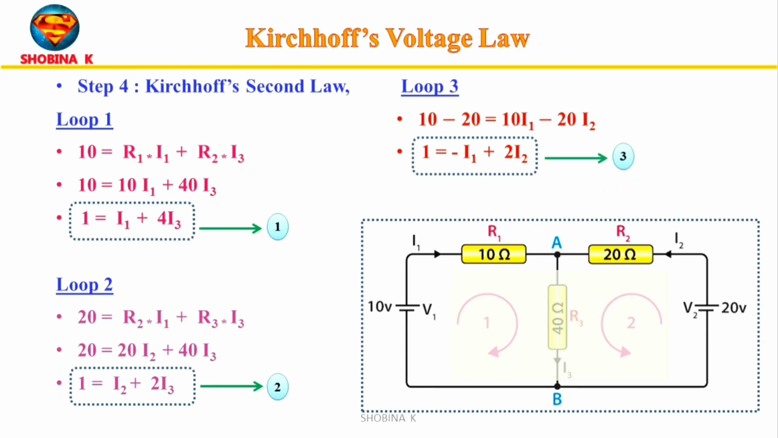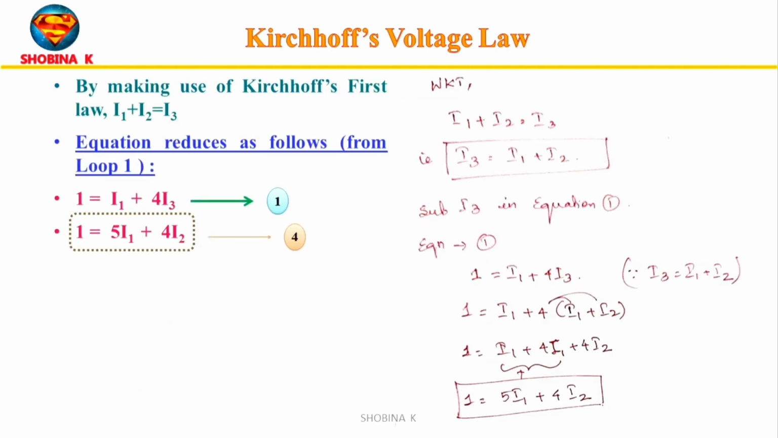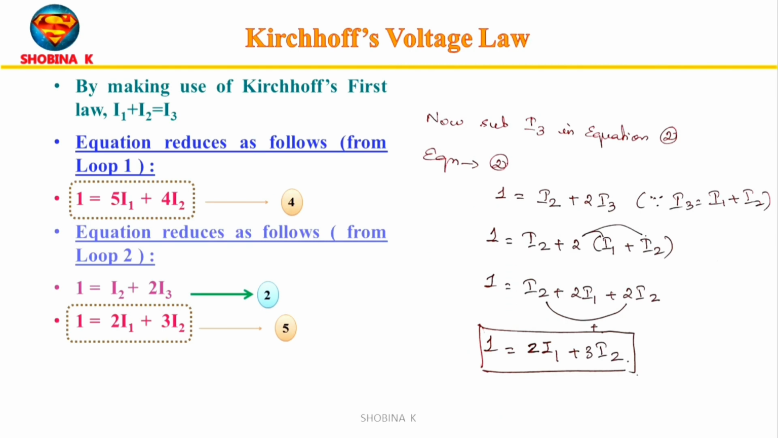Now we have three equations from loop 1, loop 2 and loop 3. Making use of Kirchhoff's first law, we get the I3 value as I1 plus I2. Now take loop 1 and we have the equation I1 plus 4I3 equals 1. Now substitute I3 equals I1 plus I2 in equation 1, so that we get 5I1 plus 4I2 equals 1. Now taking the loop 2 equation, here also we substitute I3 equals I1 plus I2. So equation 2 gets reduced to 2I1 plus 3I2 equals 1.